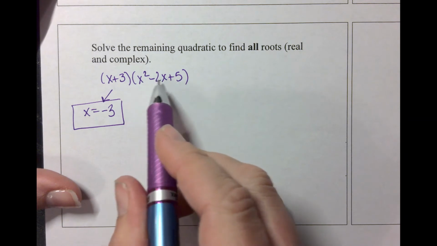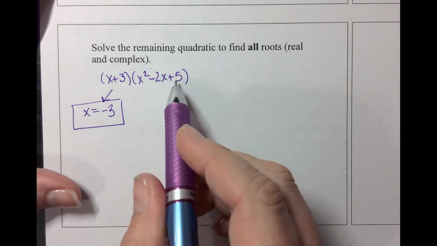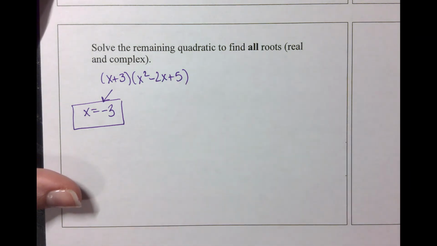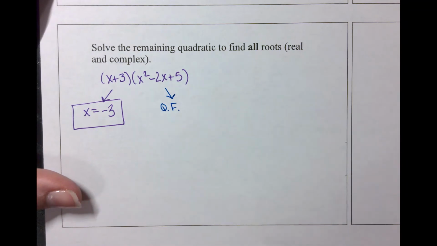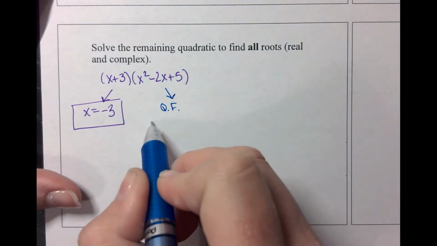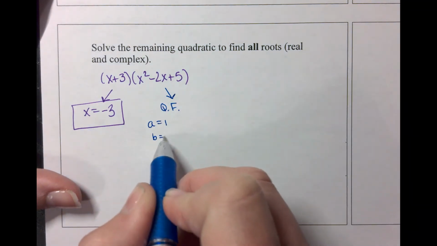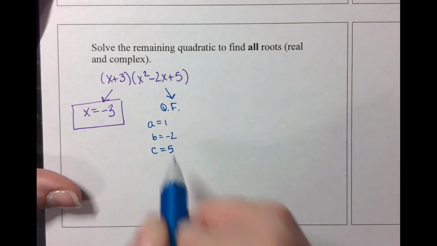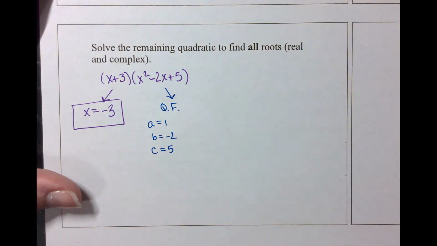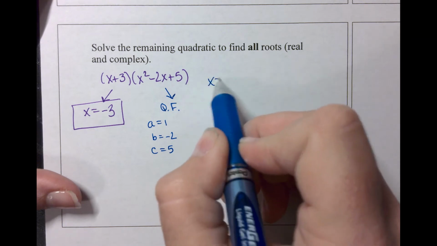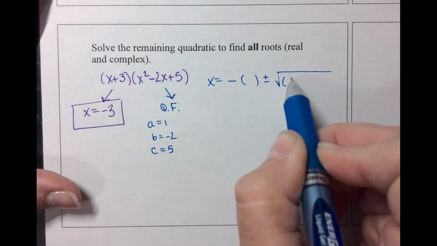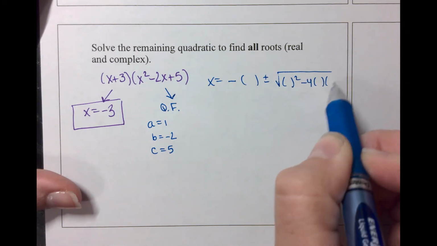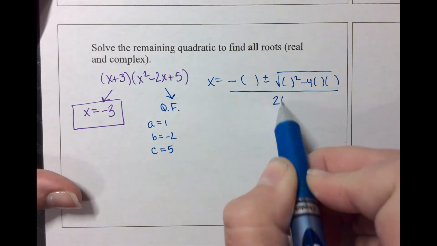Now we want to ask if this factors. It does not. If it did, great, easy. But it does not, which means we're going to use the quadratic formula to find the zeros. A equals 1, B equals negative 2, and C equals 5. So here we go. X equals the opposite of B plus or minus the square root of B squared. I'm just getting that blank template for the quadratic formula.